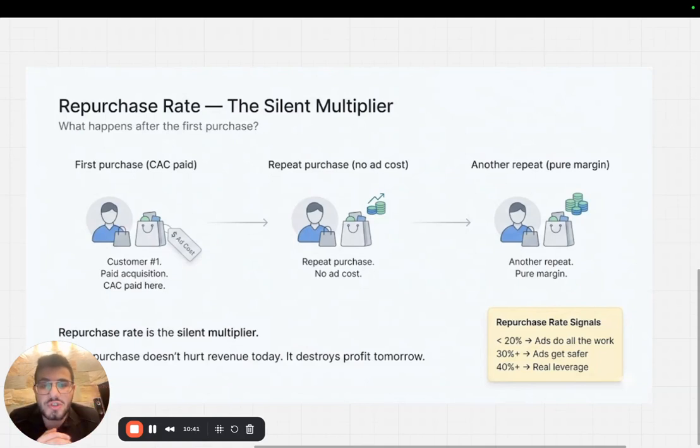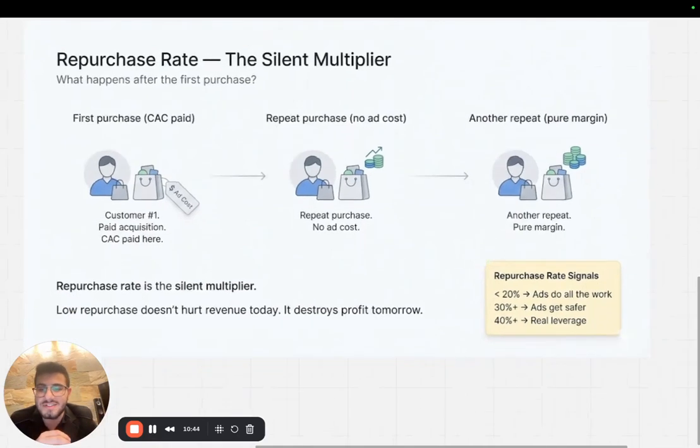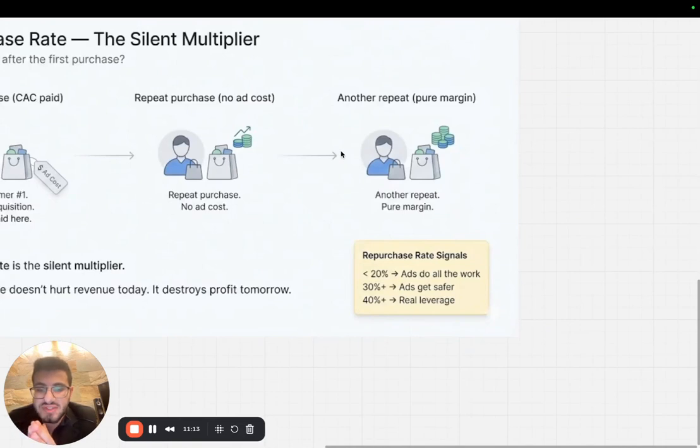This is why repurchase rate is very important. And this is why it's the silent multiplier. Though if you have low repurchase rate, it might not hurt you at the start. It might not hurt your revenue today, but it will destroy your profit tomorrow. Say you have a CAC of, I don't know, $11 to $15. That's $11 to $15 that can be added to your profits. So yeah, if your repurchase rate is less than 20%, ads are doing all the work. So you're always getting new people. If it's 30 or more, your ads are safer. If it's 40 or plus, this is where real leverage comes in.